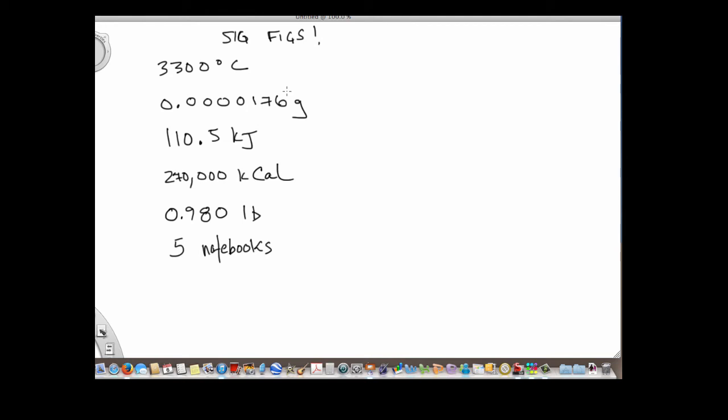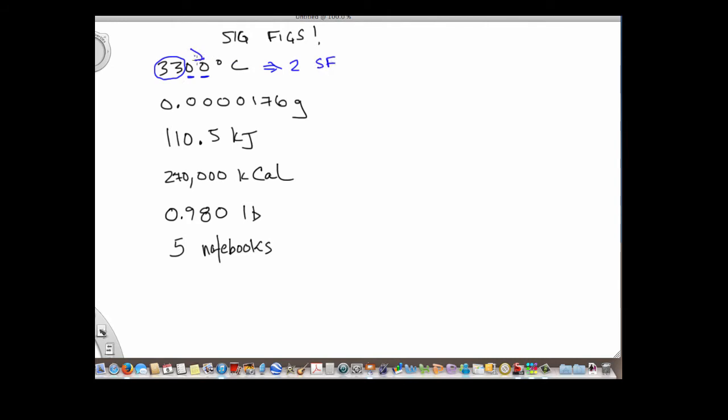In this tutorial, we're going to take a look at counting significant figures and rounding significant figures. Remember that every measurement has to have a numerical value and the unit of measurement. So for our first example, 3,300 degrees Celsius. These trailing zeros here are not significant. So the only significant digits here are these guys right here. So we only have two significant figures.